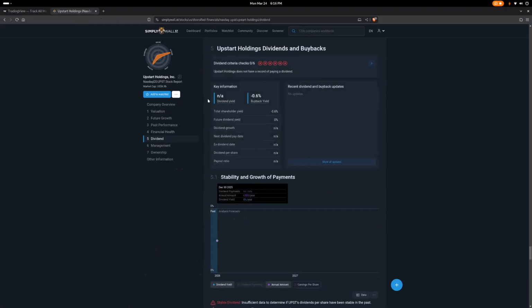Finally, dividend. I think dividend is really great. Dividend is one of those things where if you're holding traditional assets, you have them in a Roth IRA, you have them in a health savings account.